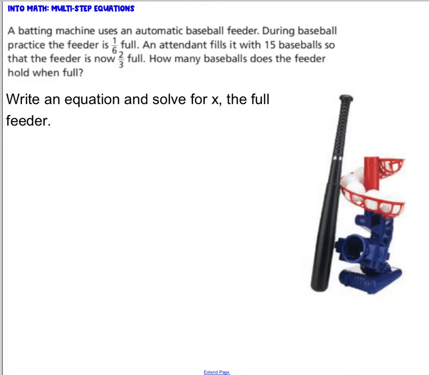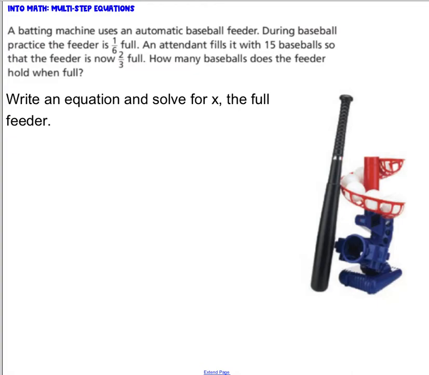Let's take a look at a word problem. A batting machine uses an automatic baseball feeder. During baseball practice, the feeder is 1/6 full. An attendant fills it with 15 balls so that the feeder is now 2/3 full. How many baseballs does the feeder hold when full? All right, let's check this out.